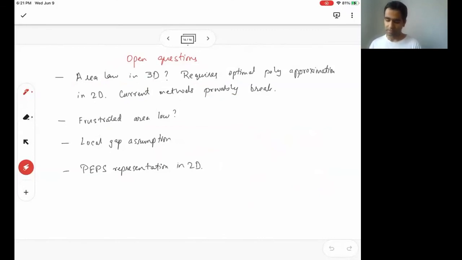And of course, I guess the biggest question left is to prove the frustrated area law, which we are unable to do, and to remove the local gap assumption, which we believe is very well connected to this problem. So I believe this would help a lot. And finally, one very interesting question is to try to find the PEPS representation of these ground states, given that one can prove an area law.